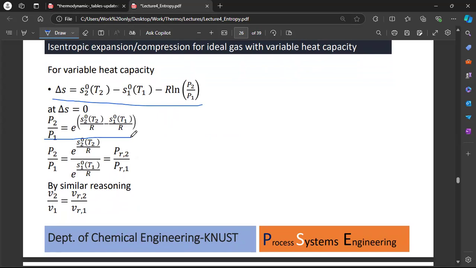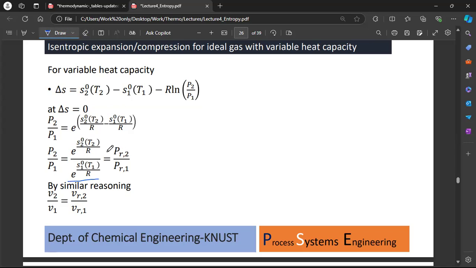Once again, try it out. If you get stuck, you can reach out to us. We'll make P2 over P1 the subject. When we do that, we can simplify it even further to get the next expression. Here we just have exponential of two things being subtracted. I know that exponential a minus b is the same as exponential a over exponential b. So that's what we see here, right? Now this term up here gives us what we call the relative pressure.